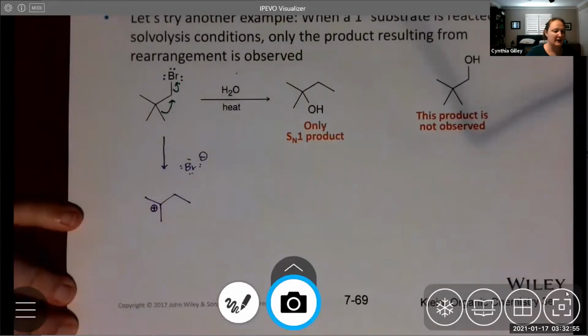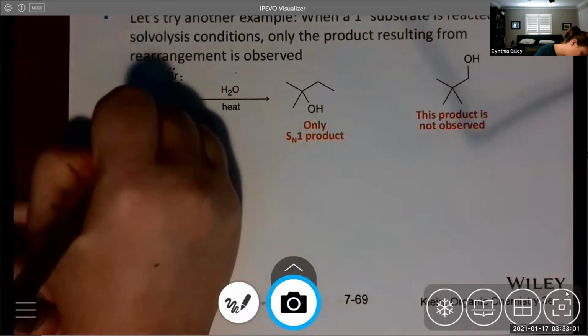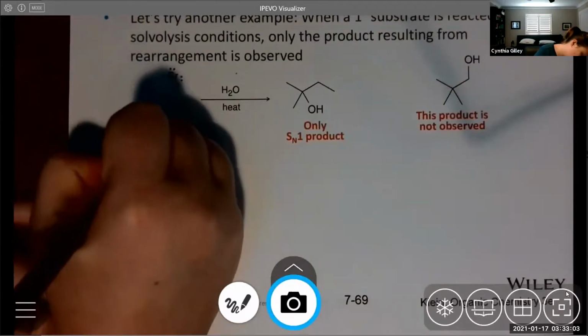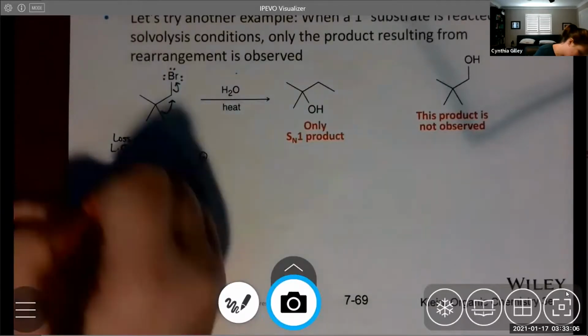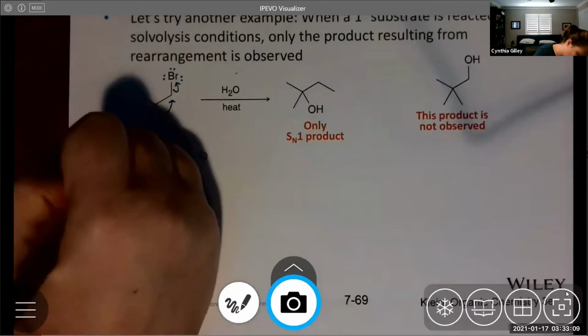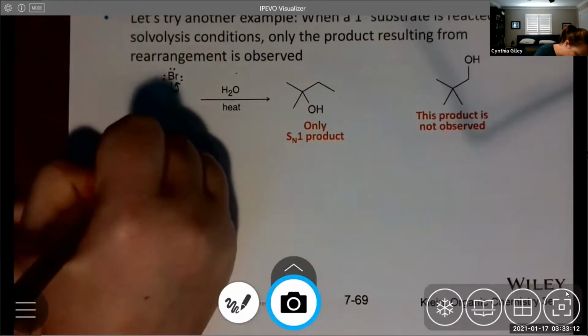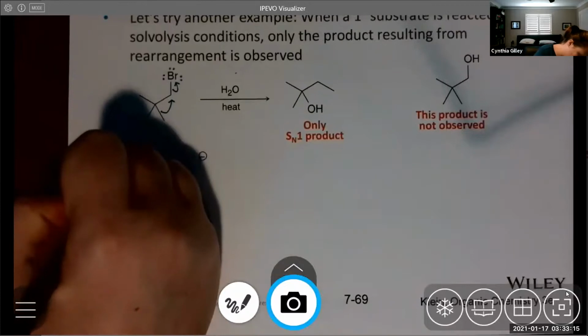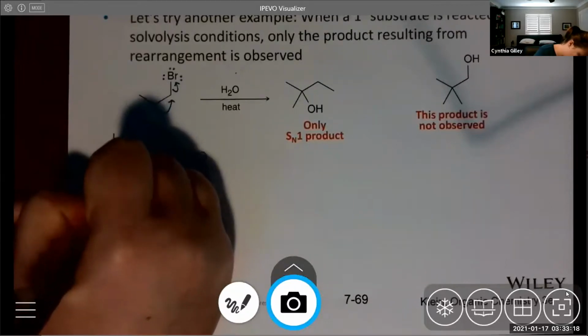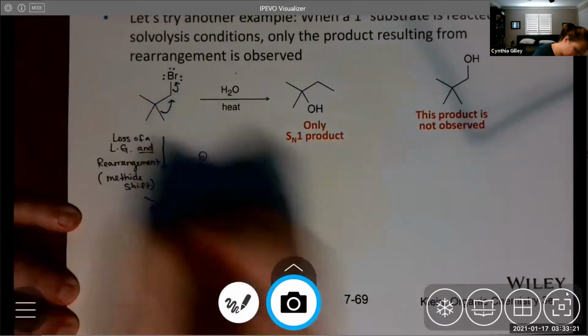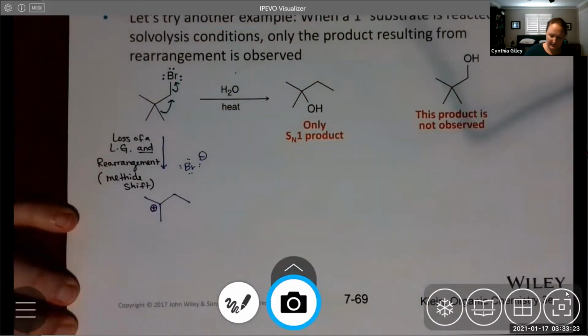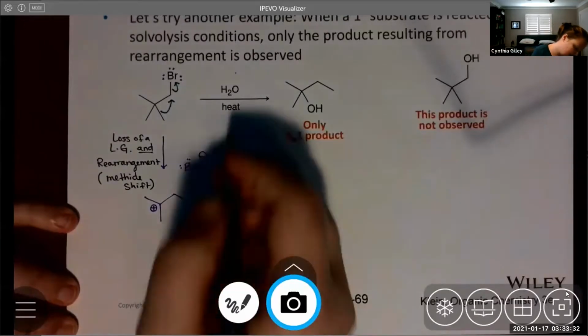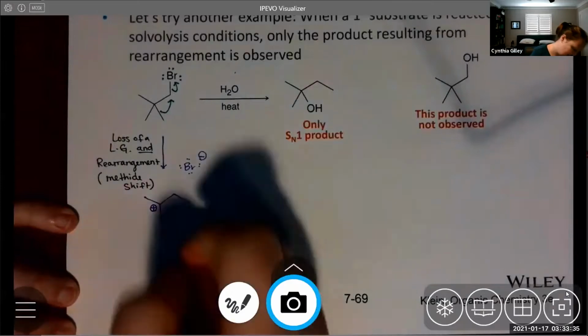Remember, do not draw primary carbocations. They are too unstable to form. This is really loss of a leaving group and, simultaneous, you can call it a rearrangement, or be more specific, a methide shift. And now the water will get involved. And some water. It's a solvent that's also acting as a nucleophile.